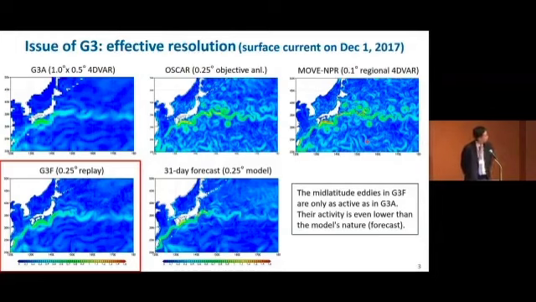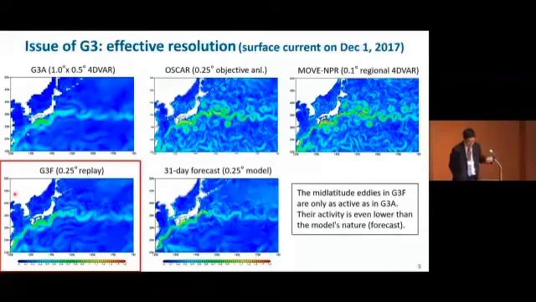Also, the problem is the replay, the one on left bottom, the activity is much lower than the model's nature, which is seen in forecast. So the G3F system is quite strongly constrained to the lower resolution 4D-Var.